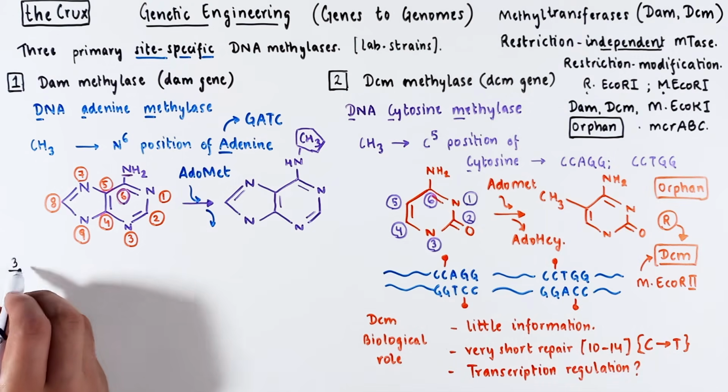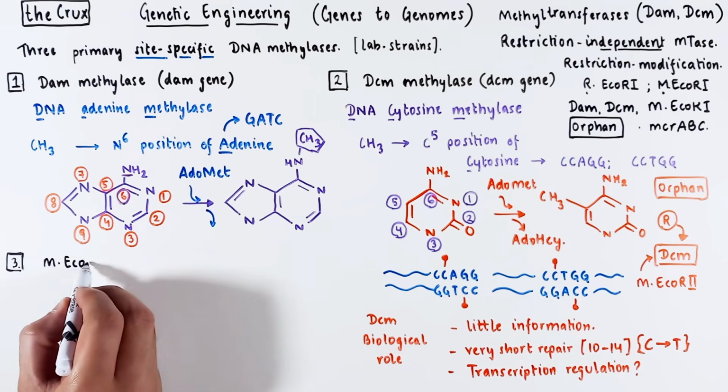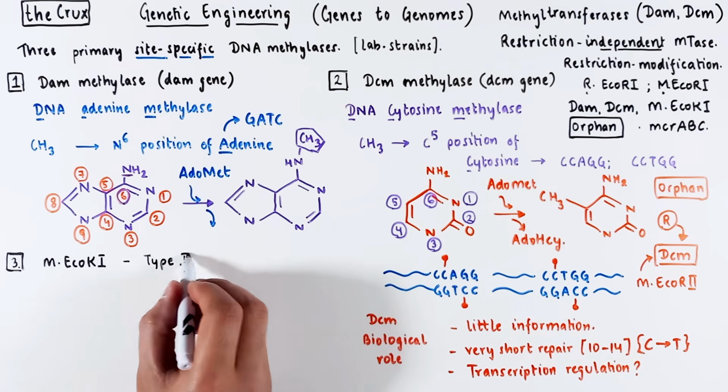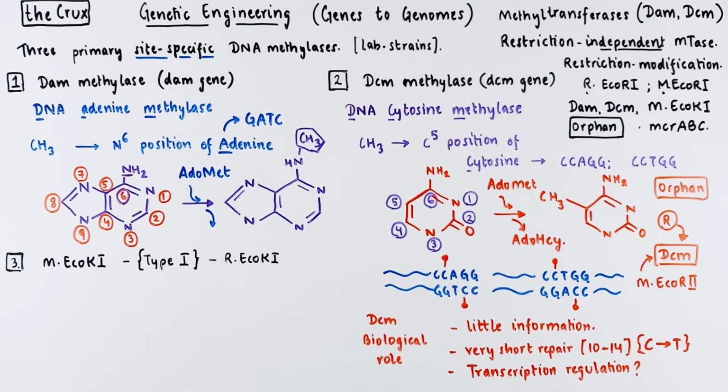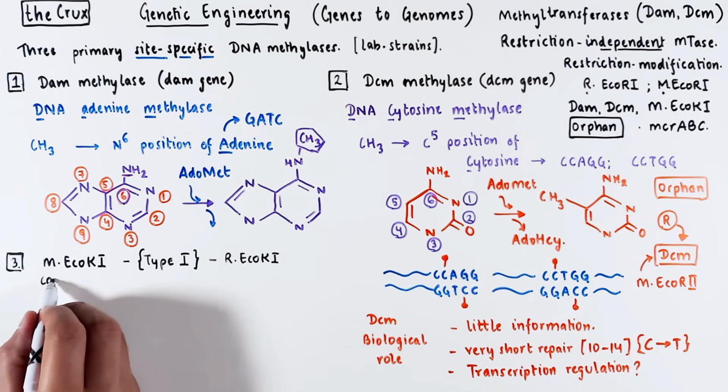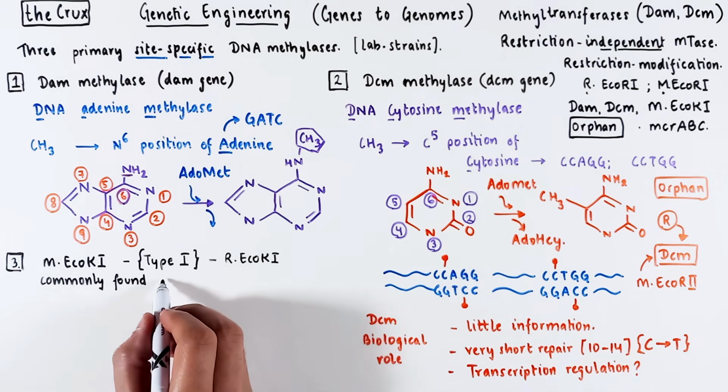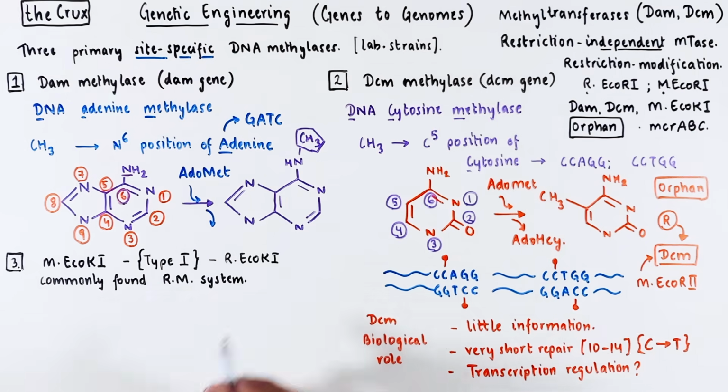The third major methylase is the methylase of EcoKI, which is a type 1 restriction enzyme, meaning that it comes with an R.EcoKI. Yes, this is not like the Dam and Dcm enzymes, but EcoKI is perhaps one of the most commonly found R-M systems, so it is worth understanding how it affects genetic engineering.